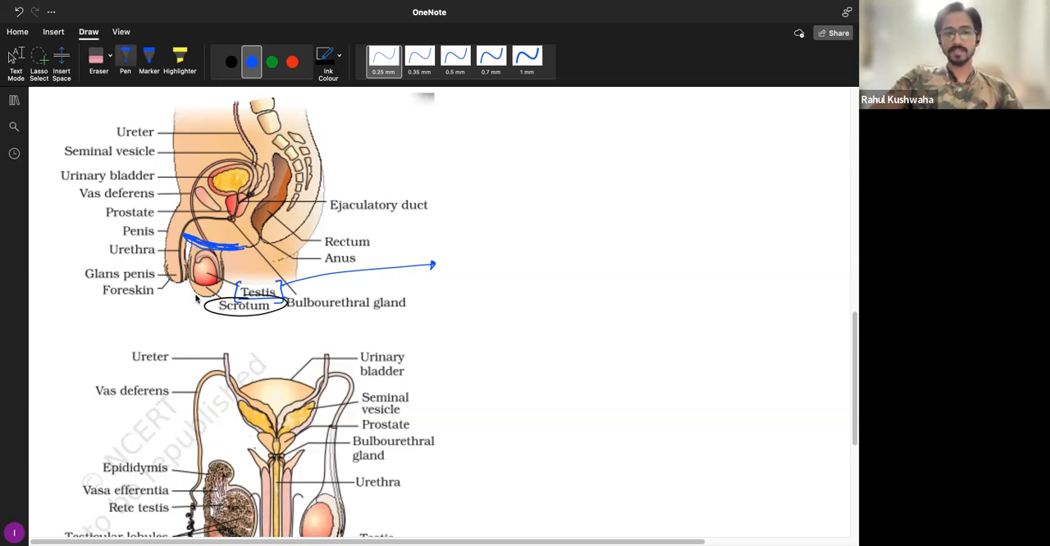The structure in which testes are present is called scrotum. Scrotum is a membranous bag in which these testes are present. Now, any idea why? No? Okay. So the main reason is spermatogenesis, which is the process of making sperms, the male gametes. It requires a lower temperature than the body temperature.